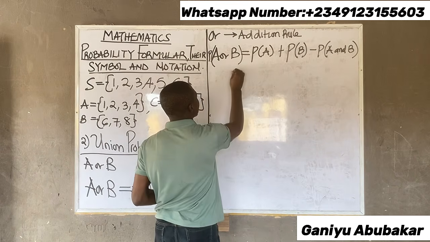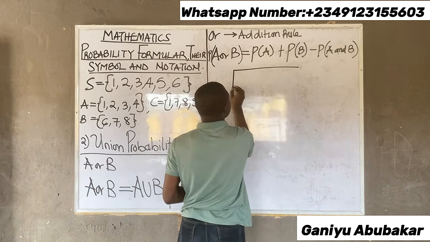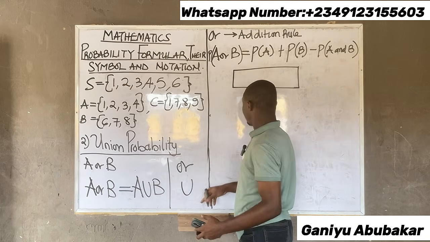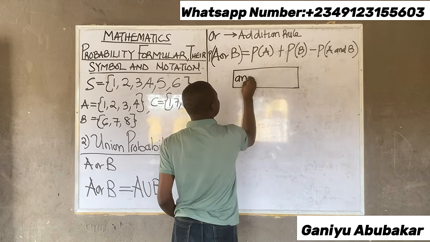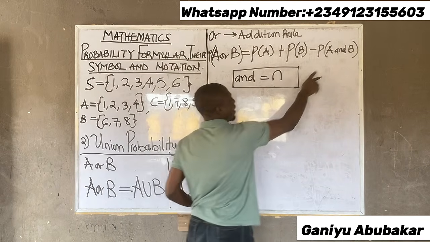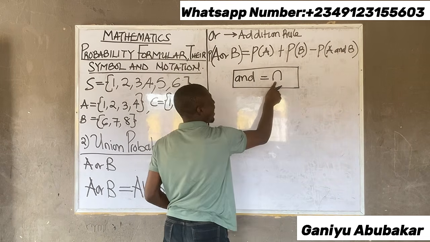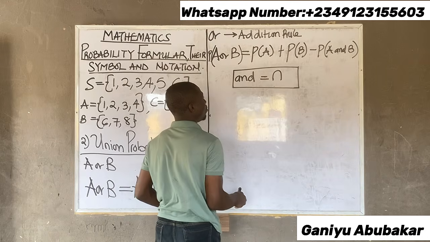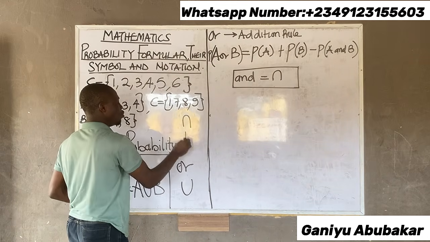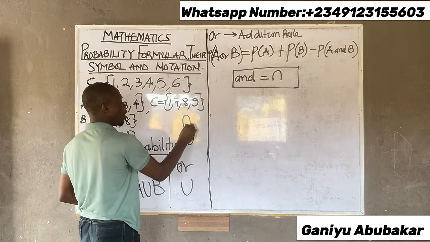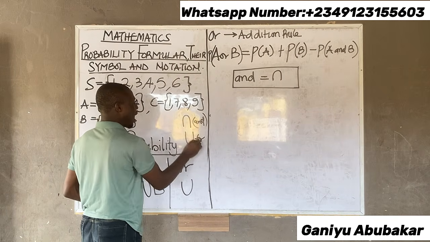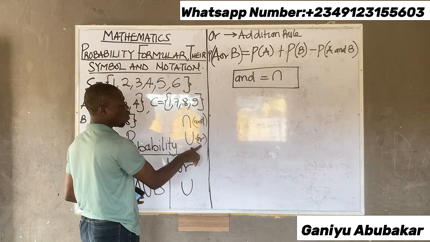Also know that when we said "or" has to do with union, "and" has to do with intersection. So I can replace "and" with intersection, because we know these symbols very well. We know intersection and union very well, instead of using "or" and "and". So "and" has to do with intersection, "or" is union.